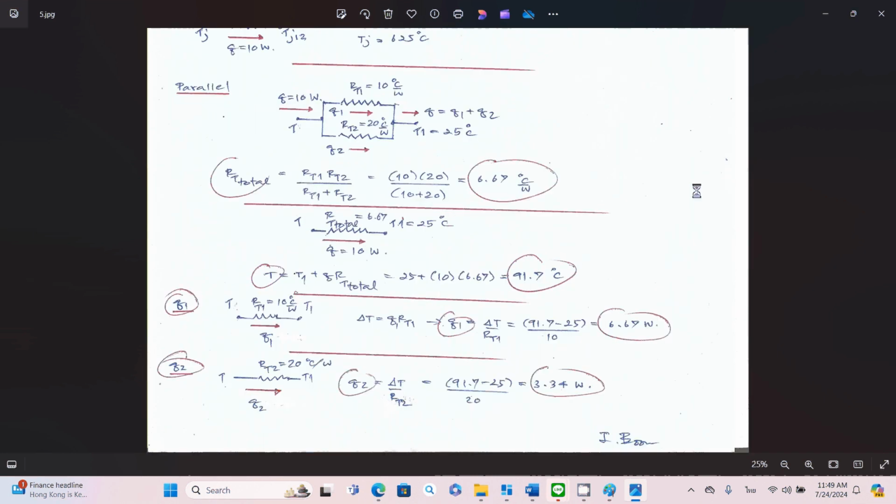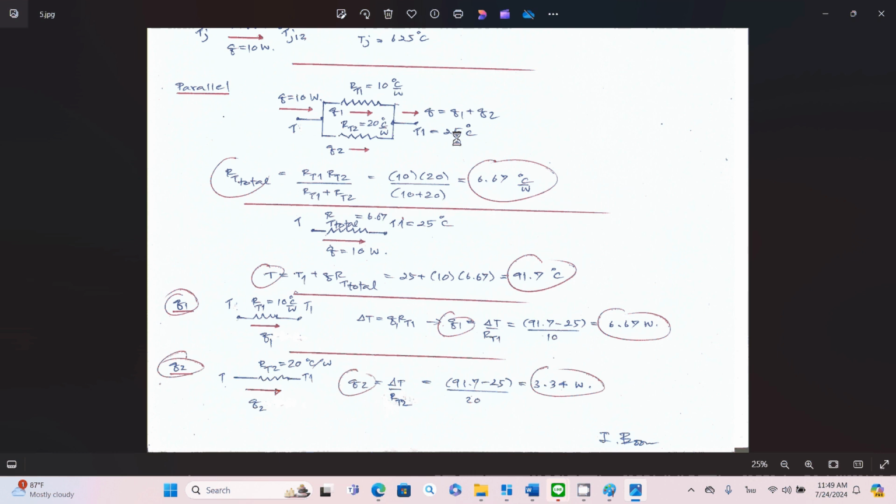Now for the system in parallel, we are looking for the internal system temperature. So when you have RT1 in parallel with RT2, you're looking for RT total, and in that case you can find the internal temperature T. You already know the ambient temperature or room temperature, that's 25 degrees Celsius. Your T ends up to be 91.7 degrees Celsius. You start from the external temperature or room temperature, that's 25 degrees Celsius.